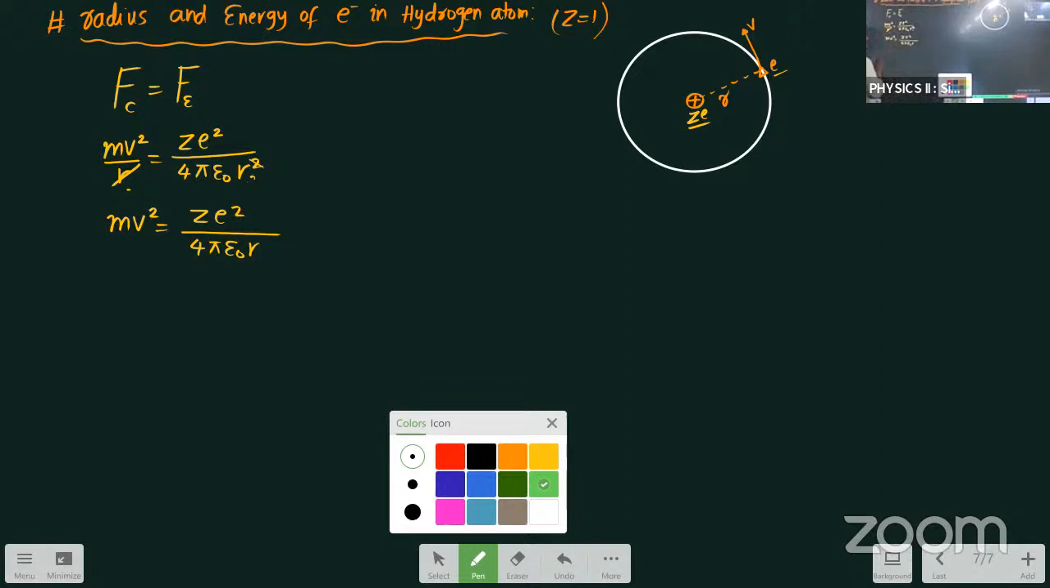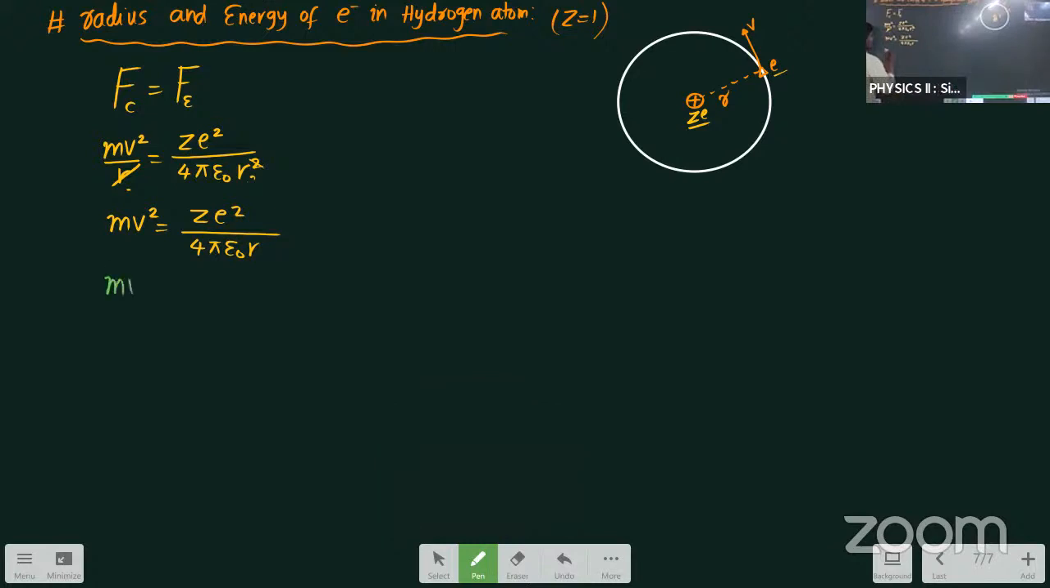Now we know that according to Bohr's quantization rule. What is the Bohr's quantization rule? We know that mvr is equals to what? nh divided by 2 pi. From here I can write v is equals to what? nh divided by 2 pi m into r.